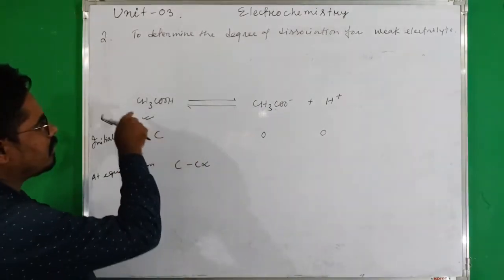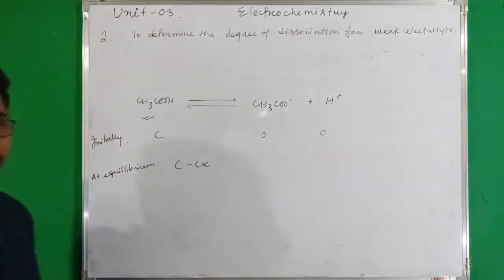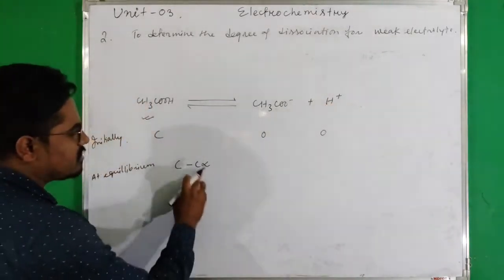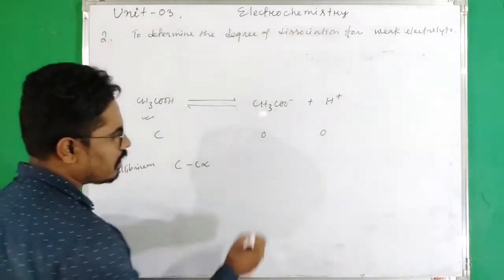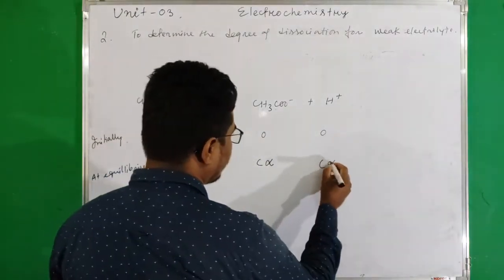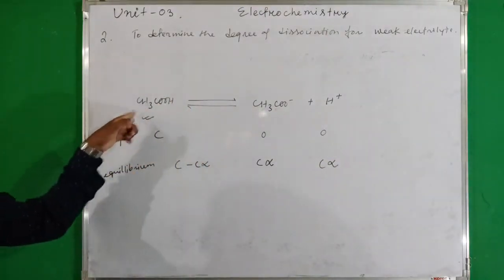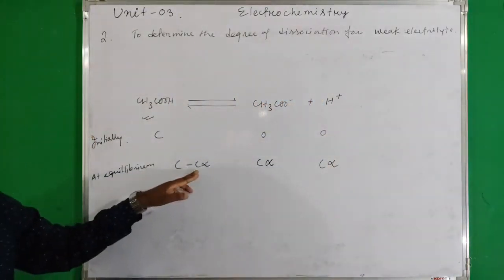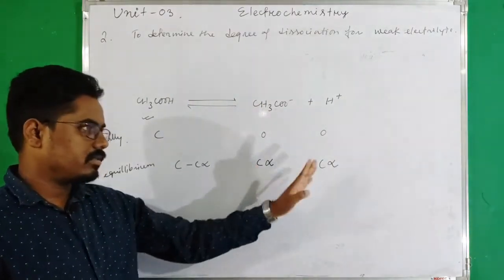So from the equation we have seen that 1 mole of acetic acid gives 1 mole of acetate ion and 1 mole of H+ ion. So when Cα amount of acetic acid dissociates, the amount of acetate ion formed is Cα, and the amount of H+ ion formed is Cα. One gives 1 for acetate ion and 1 for H+ ion. Therefore, when Cα dissociates, the amount formed is Cα and Cα.